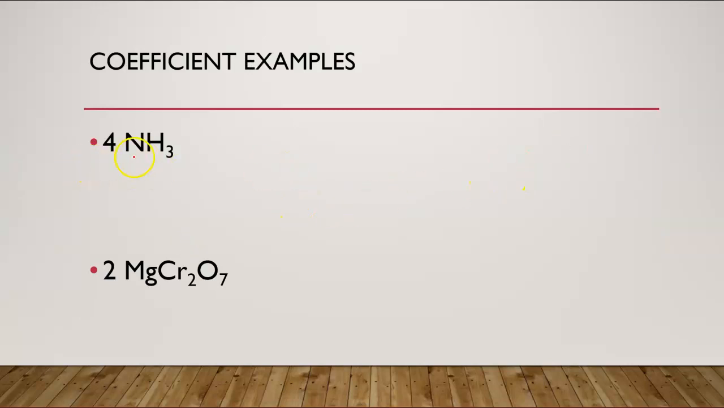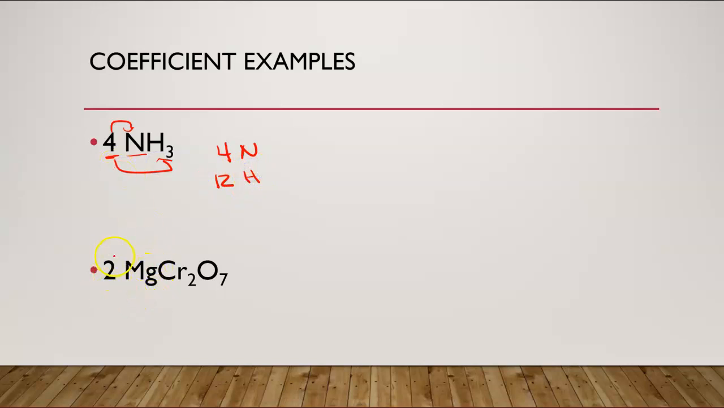So here we had our 4 NH3. So now there's 1 N and there's a 4 in front. So the 4 is going to multiply that. So that means we have 4 nitrogens. And then 4 times 3 is 12. So we have 12 hydrogens.